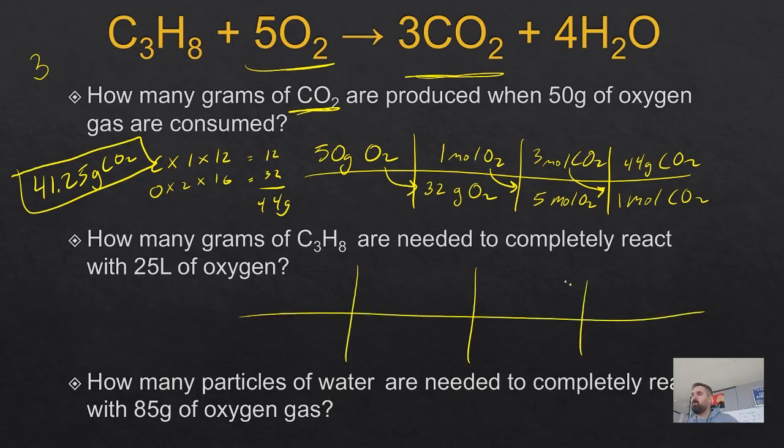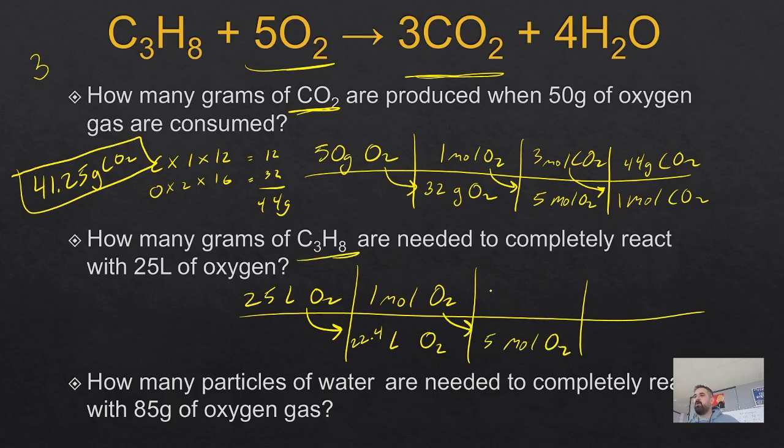For the next one, what is our given? 25 liters of O2. What goes down here? Liters of O2. Now, anytime we write liters of O2, what's the number that goes with it? 22.4. That's our constant. How many moles is that? 1 mole of O2. Our next step is our ratio. Which one goes at the bottom? Moles of O2, and it's going to be 5. At the top, it's going to be propane, so 1 mole of C3H8. And then what goes down here? Moles of C3H8. And because it's a conversion, it's going to be 1 mole.